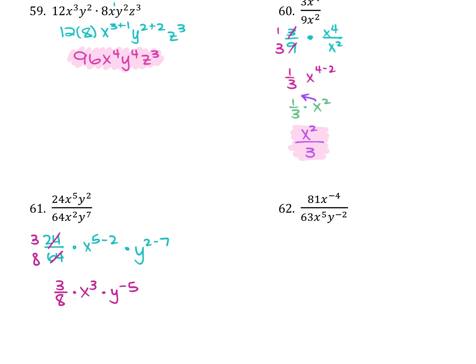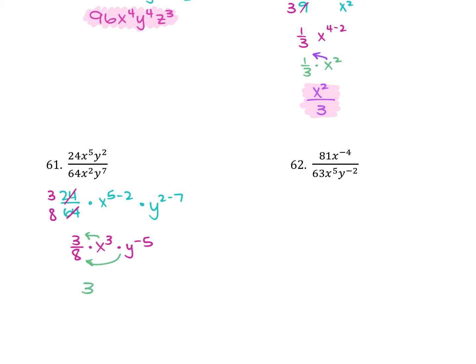To put these bases that are raised to powers in the proper positions, you are going to look at their power. If it's positive, keep it up top. If it's negative, bring it to the bottom. So that x cubed is going to go on top. The y to the fifth goes on the bottom. So it's just 3x cubed over 8 y to the fifth power.